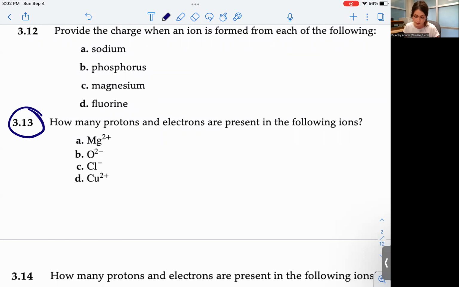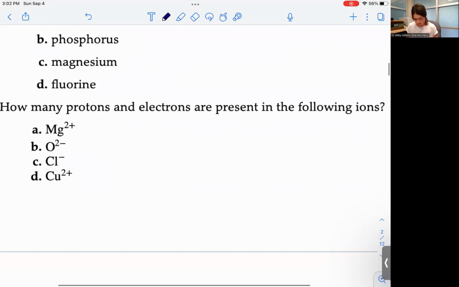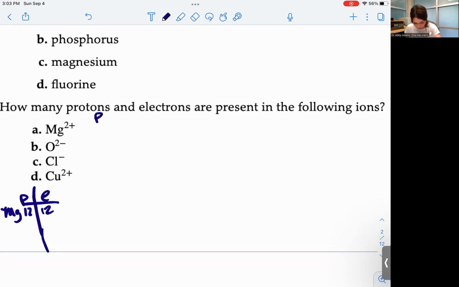3.13. How many protons and electrons are present in the following ions? These are pretty easy, right? Let's start with what they ordinarily have, protons and electrons. For magnesium, normally magnesium has how many protons and electrons? 12. So we have 12 electrons. Let's make a little table up here of what the protons and electrons are going to be in this scenario, for magnesium, oxygen, chlorine, and copper.